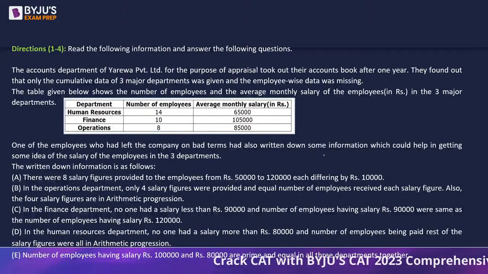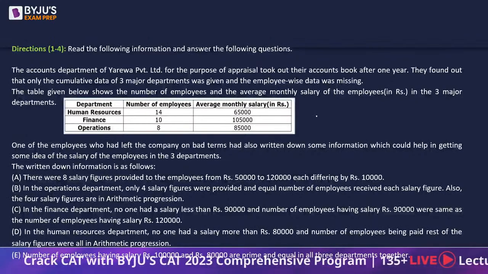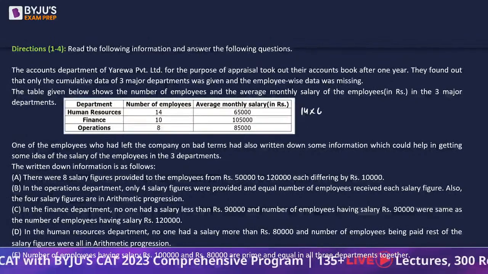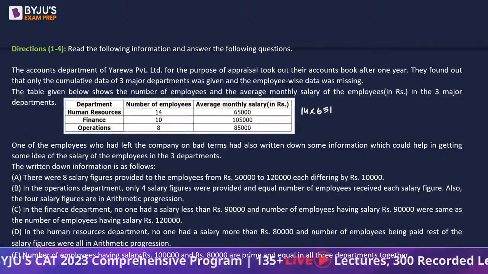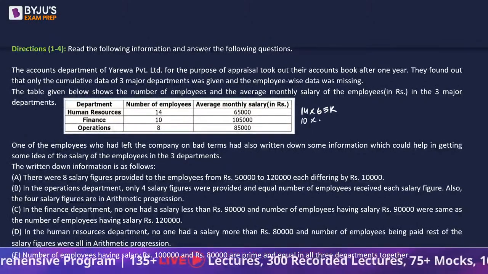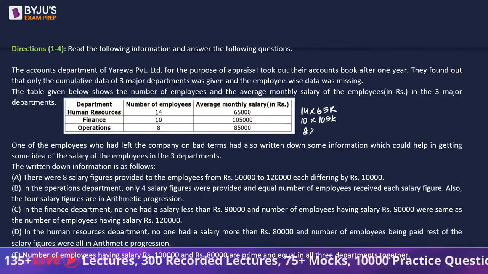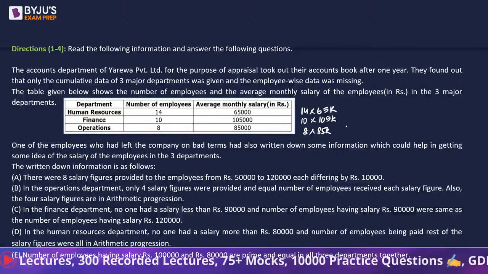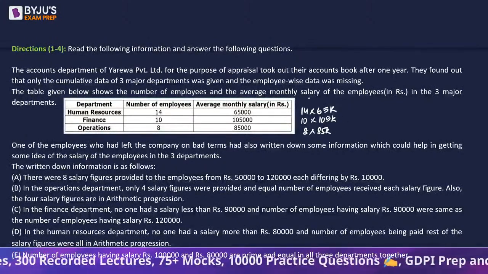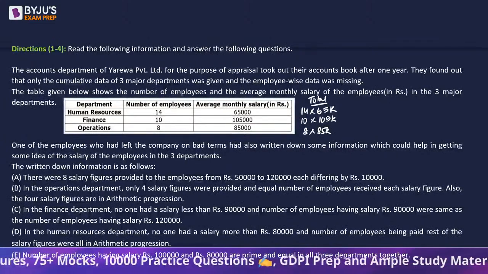So if we look into this, we have human resources. There are a total of 14 employees. So the total monthly salary is going to be 14 into 65K, the average. So 14 into 65. Similarly for finance, there are 10 employees, average is 105K. And for operations, it's 8 into 85K, right? So this is the total salary that is being disbursed, right?